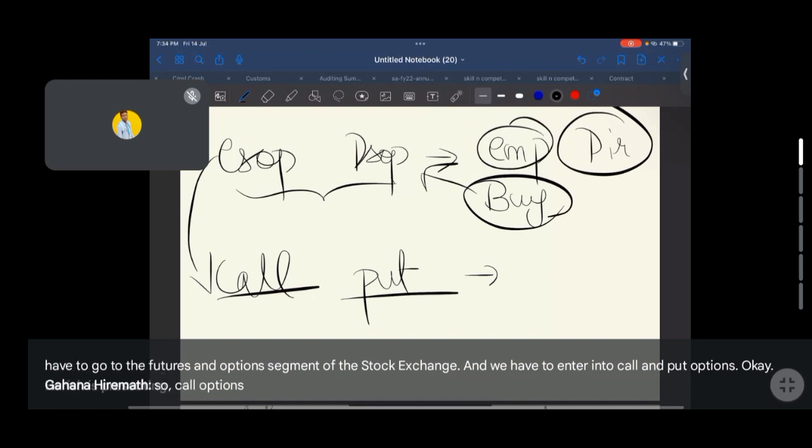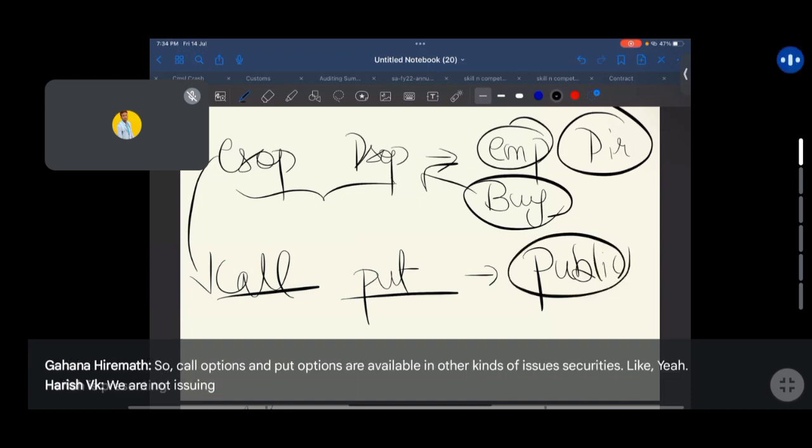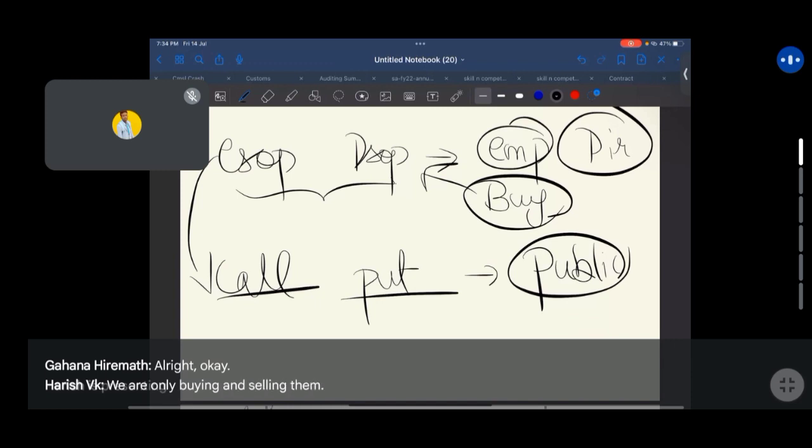So call options and put options are available in other kinds of issue of securities. Like we are not issuing securities at all. We are only trading in securities. Securities are already issued. We are only buying and selling them. Yes. Okay. All right. Any other doubts?